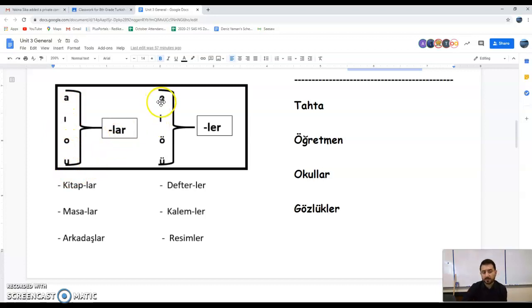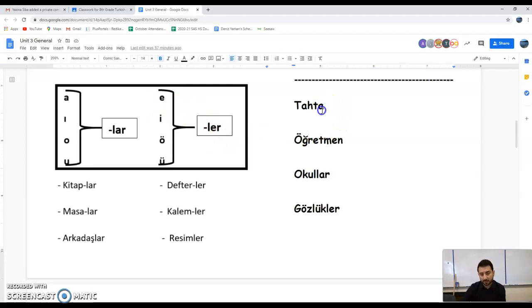If the word ends with e, i, ö, or ü sounds, you're gonna add ler. For example, kitap is book, right? In order to say books, you need to look at this. You see the last vowel is a, so I have to say kitaplar. In order to say notebooks, notebook was defter, right? So I'm looking at my last vowel, it's e, defterler.